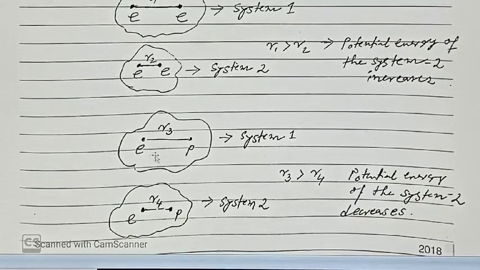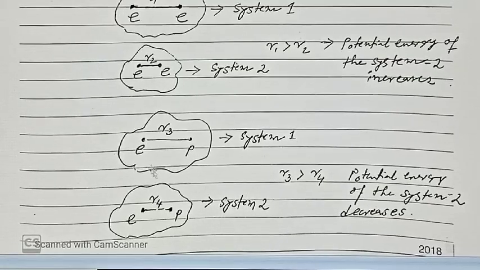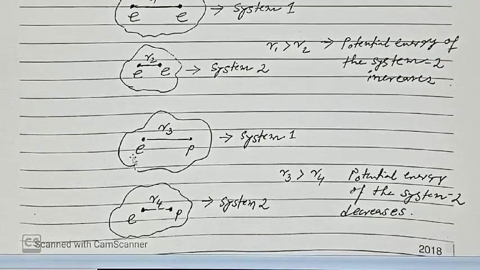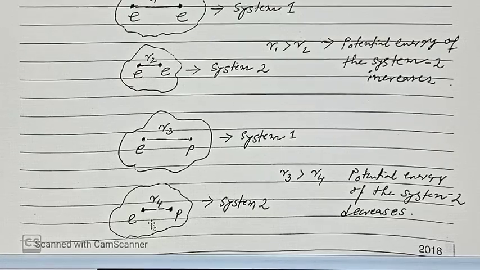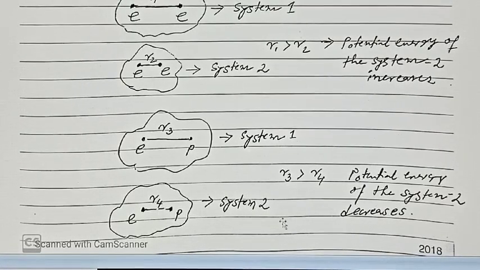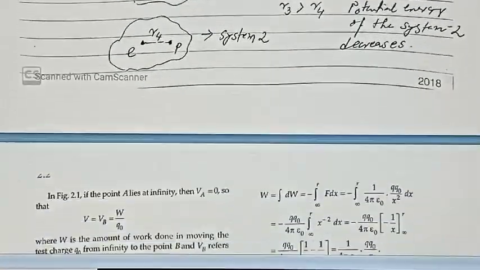Similarly, if you consider a system having two charges of opposite nature, electron is negatively charged, proton is positively charged. In this case, if you decrease the separation between them, then the potential energy of the system decreases. This you have already learned.